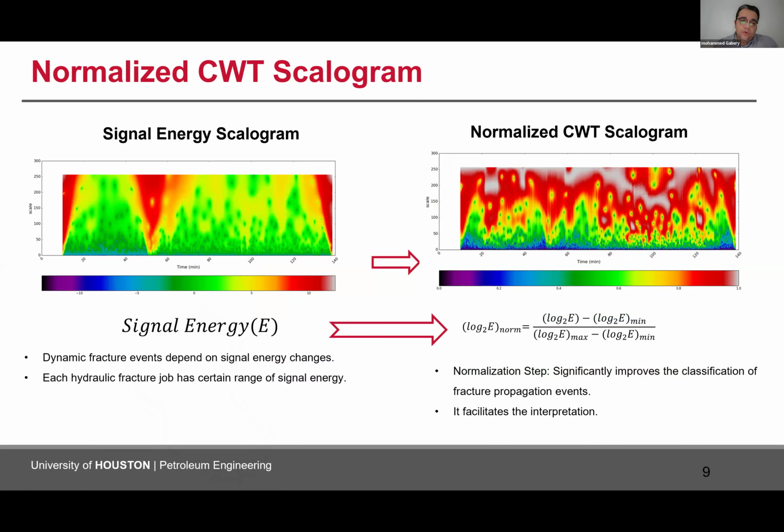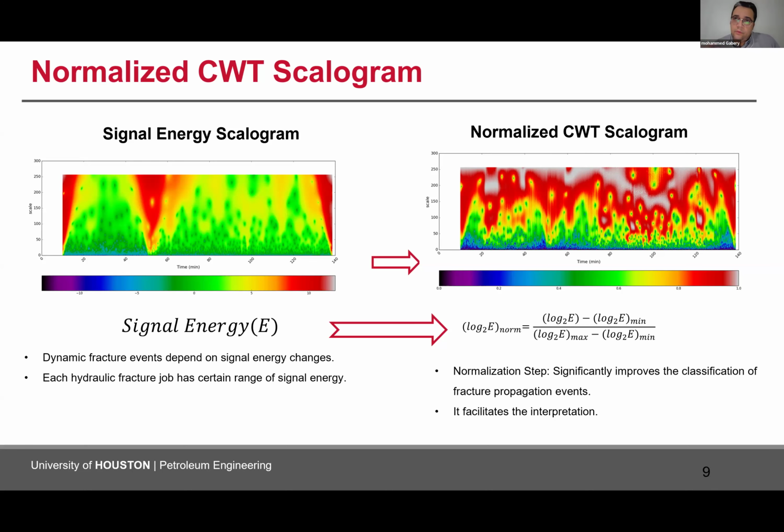When we applied this technology over hundreds of jobs, we found that due to changes in scale, we cannot compare hydraulic fracturing jobs to each other. So we introduced a new technique called the normalized continuous wavelet transform scalogram. By normalizing the signal energy scalogram to a normalized version, this normalized version can enhance the interpretation, and it can help us to classify the fracture propagation events.